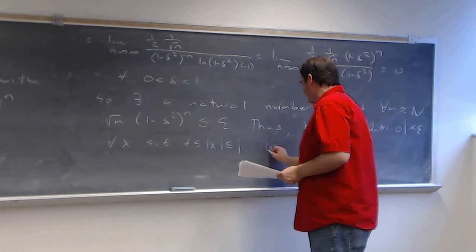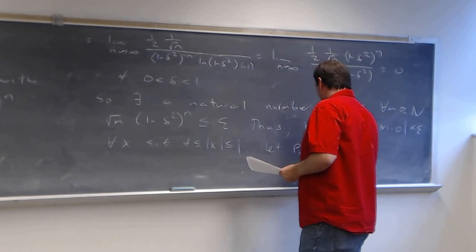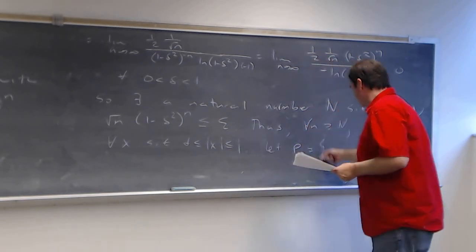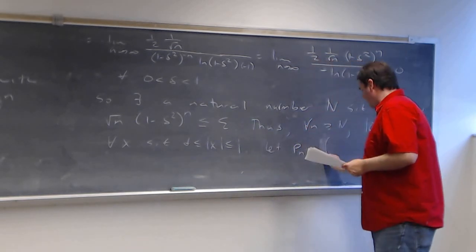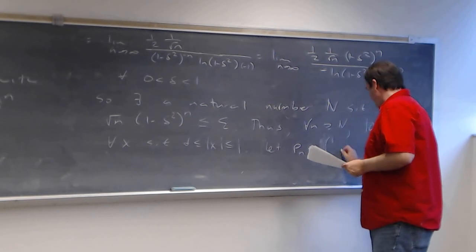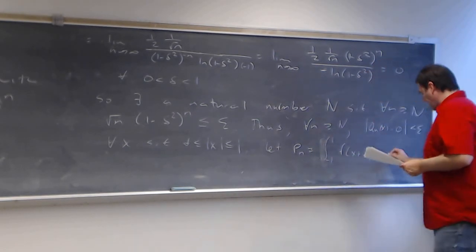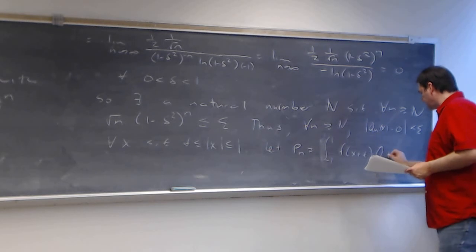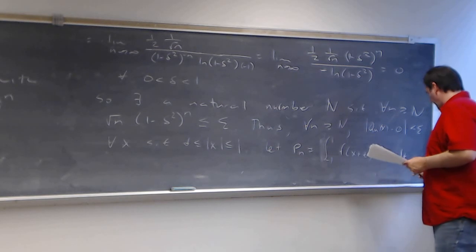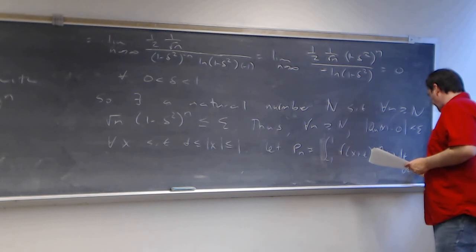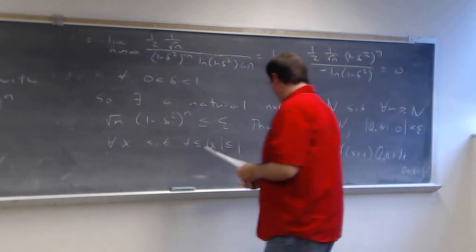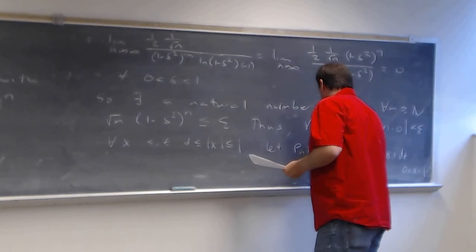Now we're going to consider p sub n. Let's write it down as an integral from -1 to 1 of f of x plus t times q sub n of t dt. And that's where we're going to have 0 is less than or equal to x is less than or equal to 1. That's our definition for p sub n of x.